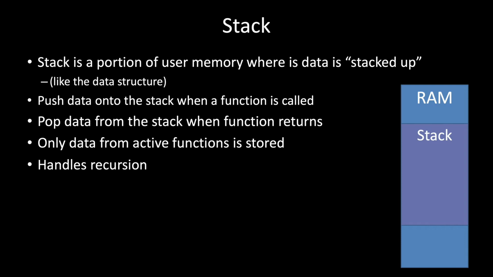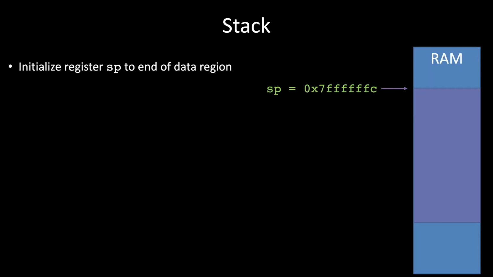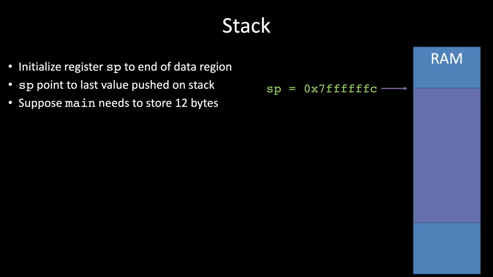So let's walk through an example. We begin by putting the last address of our data space in register SP. SP stands for stack pointer. And in MIPS, the stack pointer points to the location of the last item placed on the stack. So suppose your main function needs to store 12 bytes. For example, suppose that there are 3 integers that you need to save while another function runs.